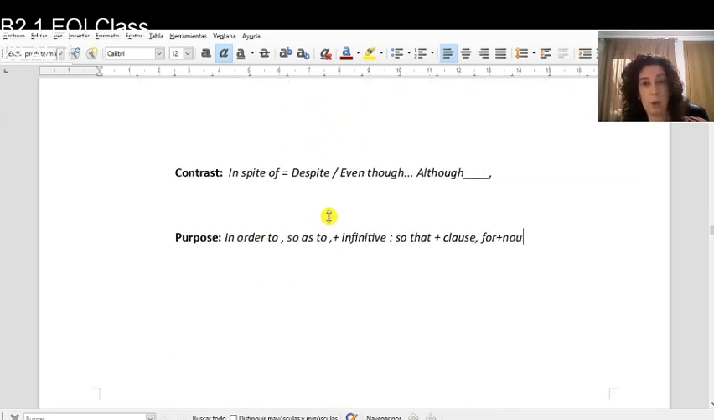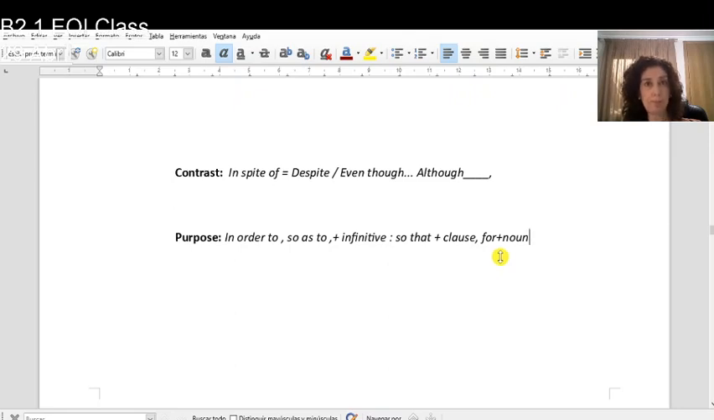Then for is used plus a noun. Then what are we going to deal with today? We can elaborate que utilizaremos unos linking words para expresar contrast. ¿Vale? Y que cada uno porta una estructura. And purpose, finalidad, tenemos varios. In order to, y so as to, so that, y for. Y cada uno porta una estructura que me depende. In order to, or so as to, plus infinitive, like Shakespeare, to be or not to be. So that, plus a clause, es una oración, un sujeto y un verbo. And for, is used plus a noun.